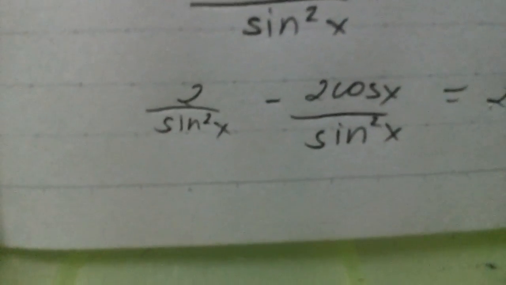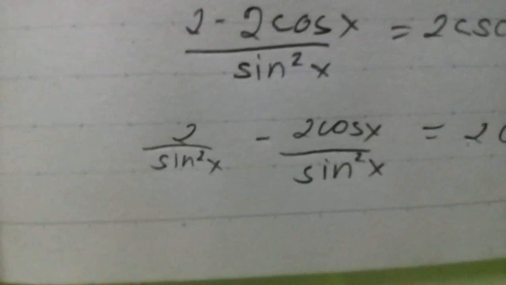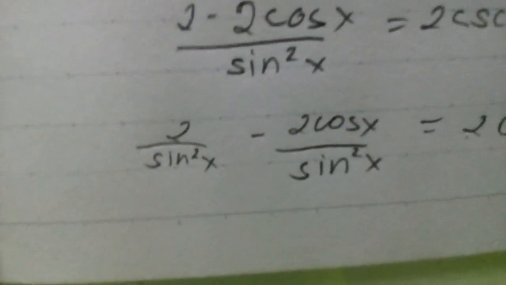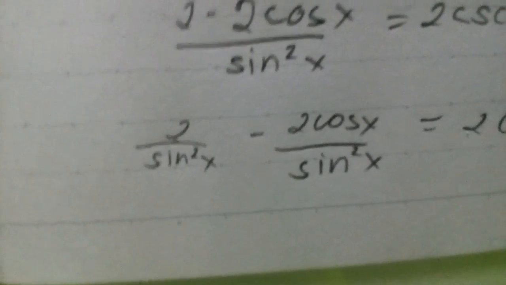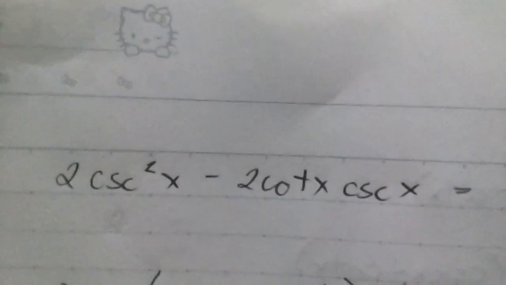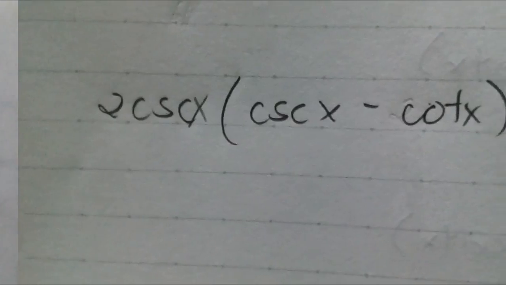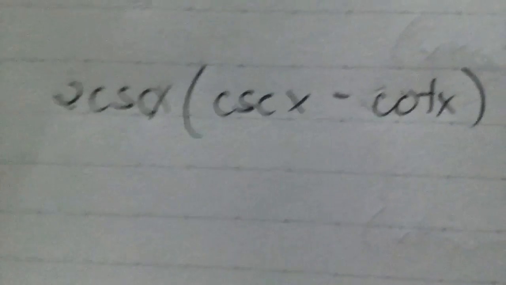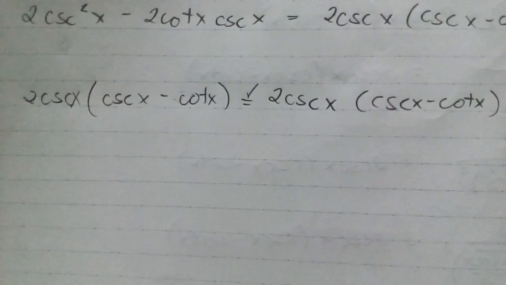We'll distribute the sine squared. So we'll have 2 over sine squared x minus 2 cosine x over sine squared x. So we'll have 2 cosecant squared x, because it is the reciprocal identity of 2 over sine squared x, minus 2 cotangent x cosecant x. And then we will factor. So we'll factor 2 cosecant x, so it will be 2 cosecant x quantity cosecant x minus cotangent x is equal to 2 cosecant x quantity cosecant x minus cotangent x.